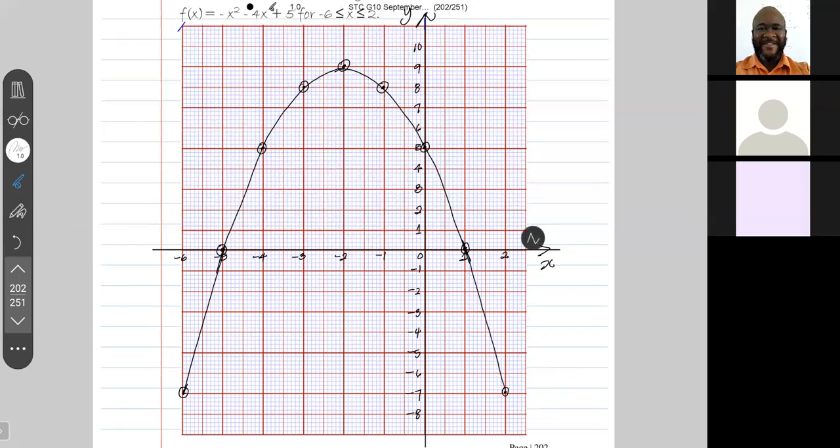All right. So after I draw my graph, I need to label it. This is f of x is equal to minus x squared minus 4x plus 5. Now, after I draw my graph and label it, I'm ready now to answer my questions.